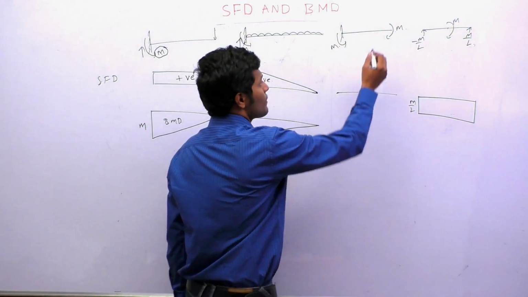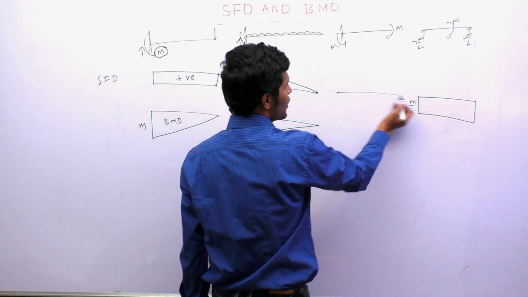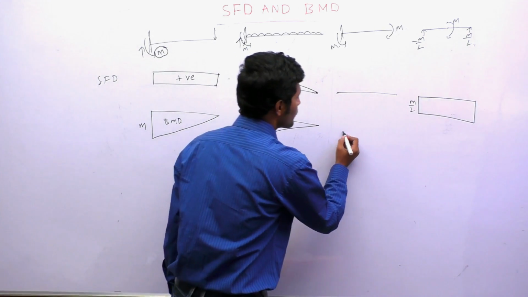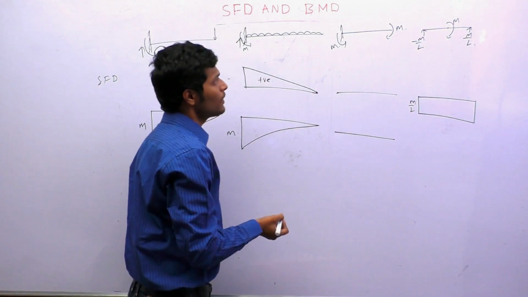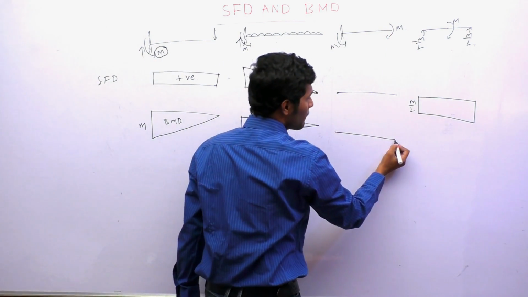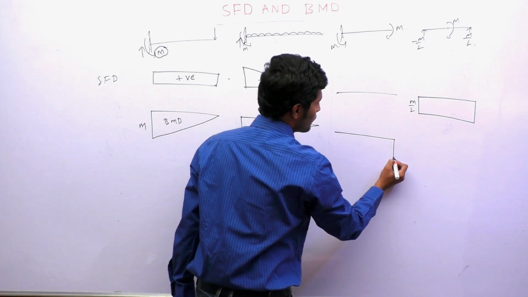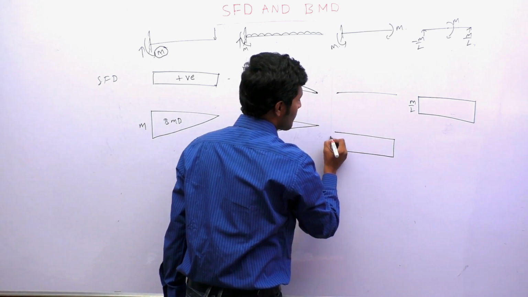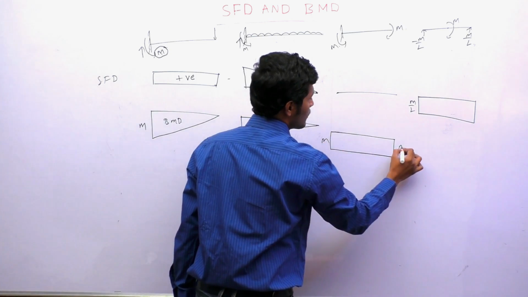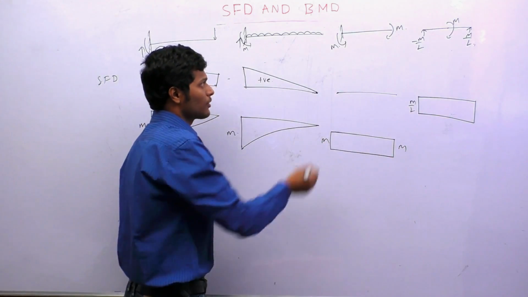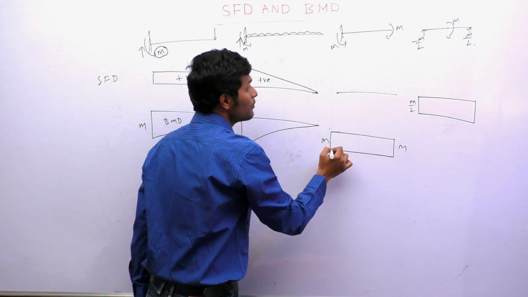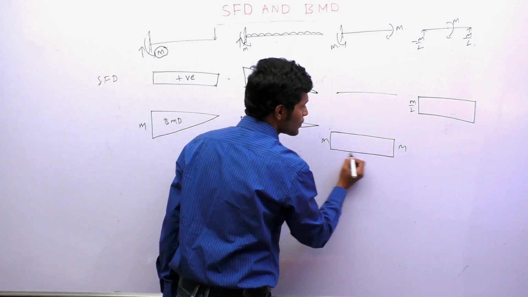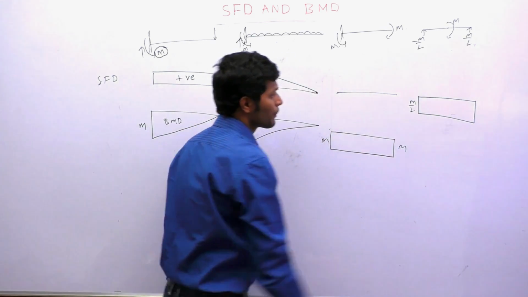Okay, now we will see this case. Shear force is a straight line. In bending moment, there is a couple M. I can draw from left to right or right to left. There is a couple M, there is no shear force, so a straight line, and again M.